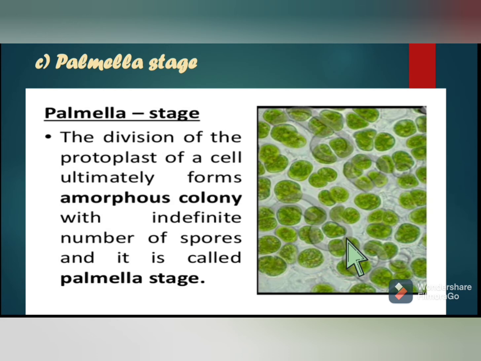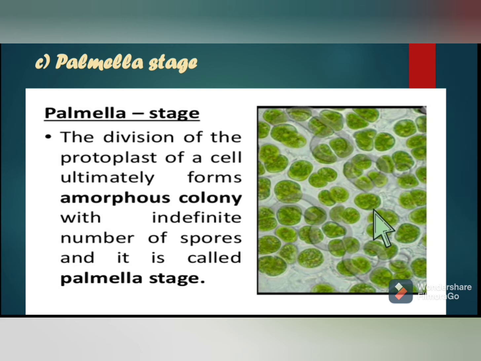Alright, so in this stage, the individuals divide and redivide till innumerable daughter cells are developed in a gelatinous matrix. On the approach of favorable condition, this matrix will then dissolve, allowing the cells to develop into new individuals. Under unfavorable condition, these will form an amorphous colony, as you can see here, with an indefinite number of spores, and is called the palmella stage.